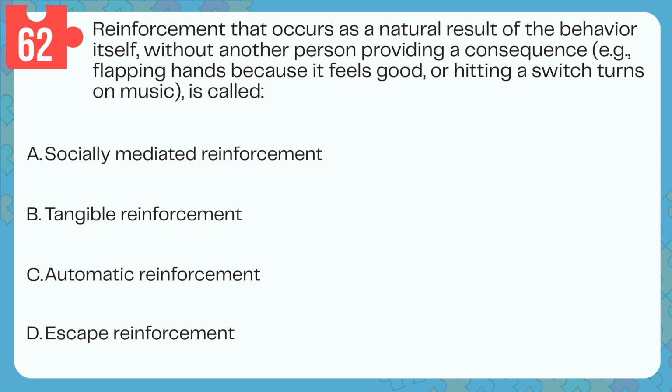Question 62. Reinforcement that occurs as a natural result of the behavior itself, without another person providing a consequence, example, flapping hands because it feels good or hitting a switch turns on music, is called A. Socially mediated reinforcement, B. Tangible reinforcement, C. Automatic reinforcement, D. Escape reinforcement.